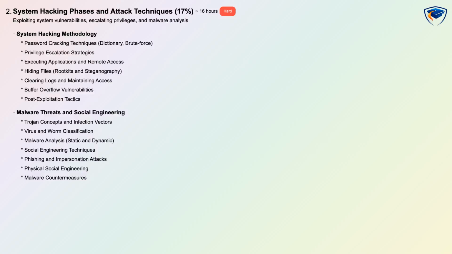The malware and social engineering portion teaches Trojan concepts, virus and worm classification, static and dynamic malware analysis, phishing and impersonation, and physical social engineering with countermeasures. This section is hard, estimated at 16 hours, and assessed through conceptual and scenario tasks.